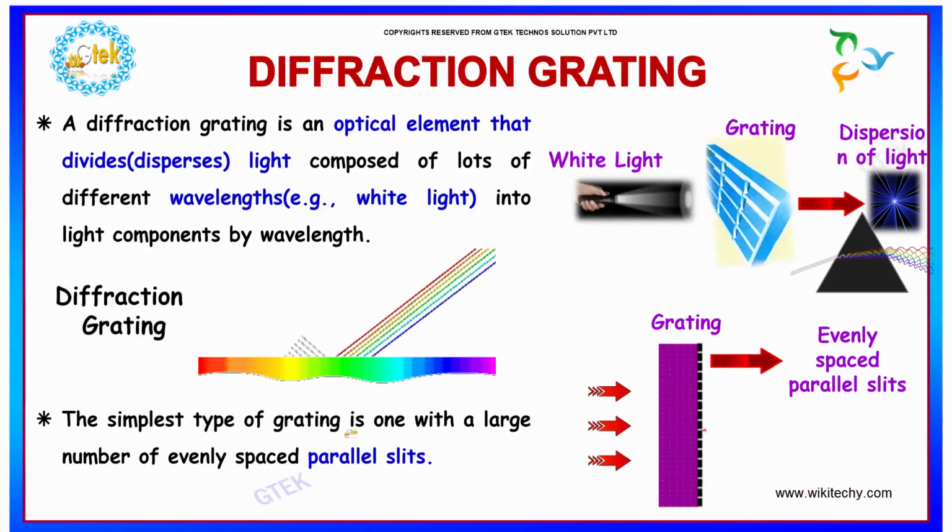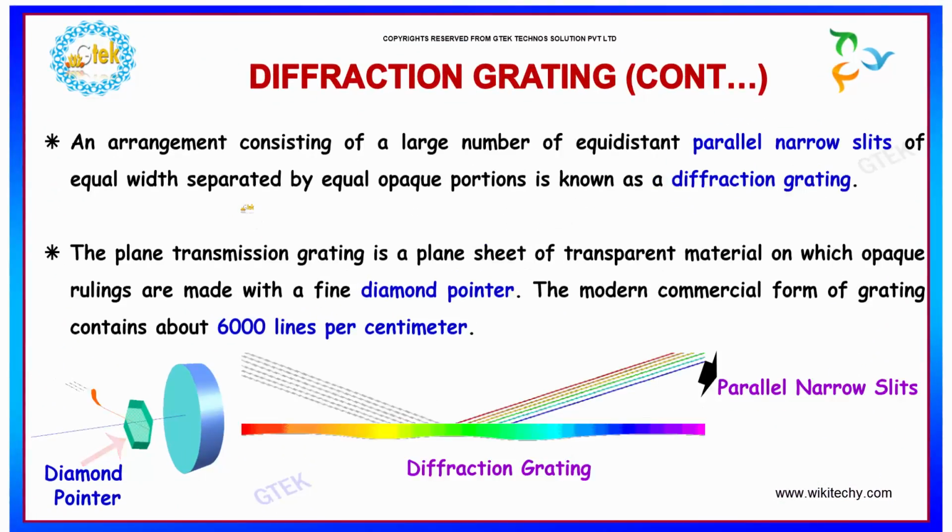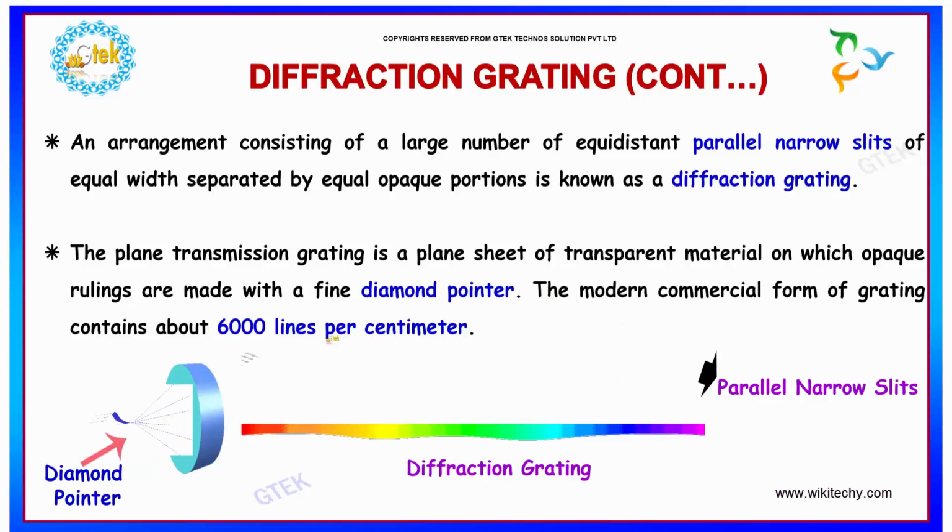The simplest type of grating is one with a large number of evenly spaced parallel slits. An arrangement consisting of a large number of equidistant parallel narrow slits of equal width separated by equal opaque portions is known as diffraction grating. The plane transmission grating is a plain sheet of transparent material on which opaque rulings are made with a fine diamond pointer. The modern commercial form of grating contains about 6,000 lines per centimeter.